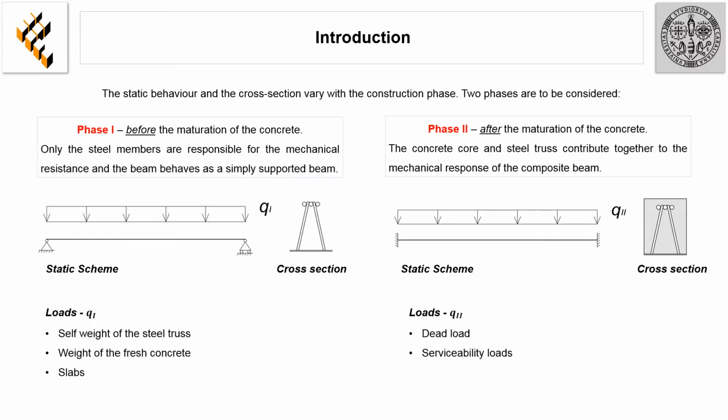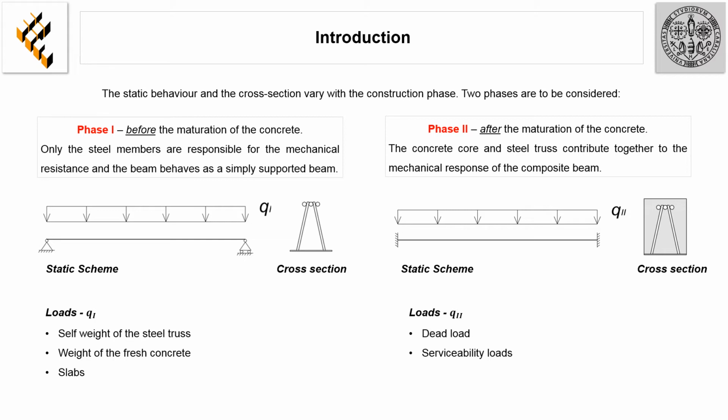Composite steel truss concrete beams differ from traditional reinforced concrete beams because in the former, the static behavior and the cross-section vary with the construction phase. In particular, two phases are to be considered. Phase 1, before the maturation of the concrete, when only the steel members are responsible for the mechanical resistance and the beam behaves as a simply supported beam. And the second phase, after the maturation of the concrete, when the concrete core and the steel truss contribute together to the mechanical response of the beam.